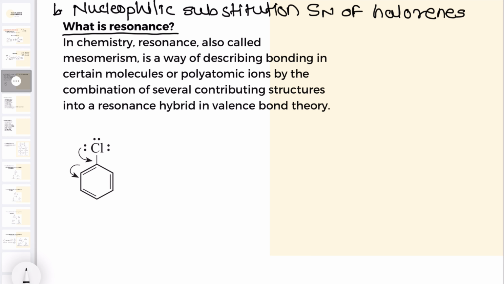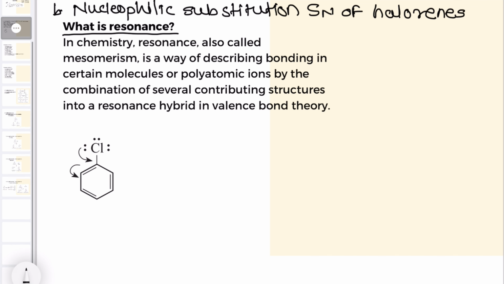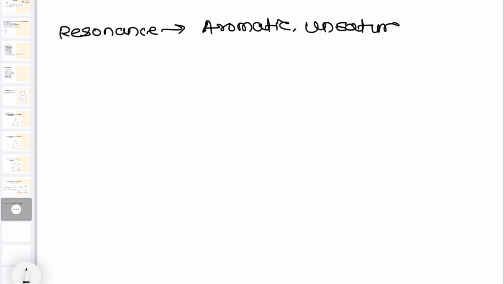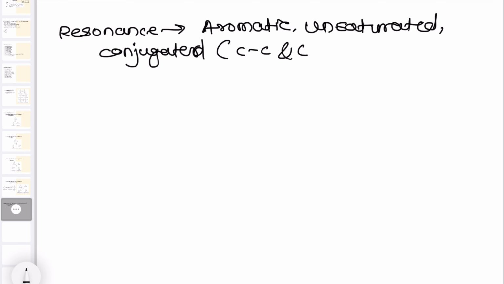For this we need the knowledge of resonance. What is meant by resonance? First one is the concept. First of all, resonance only happens with aromatic, unsaturated, that is conjugated systems. Conjugated means alternate single and double bonds. Carbon-carbon single and carbon-carbon double bonds are alternatively present, that means a conjugated system.